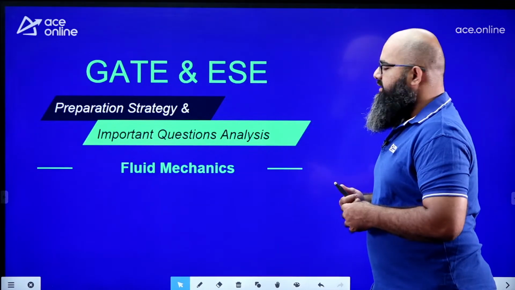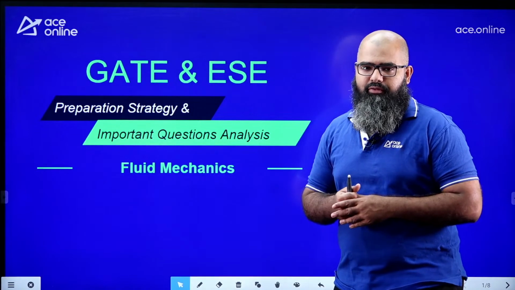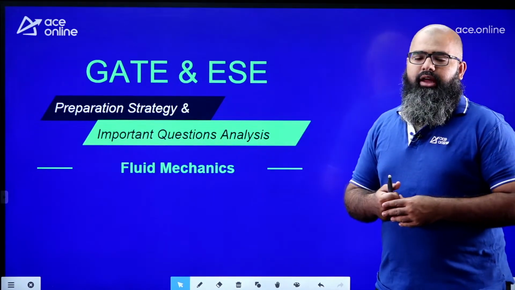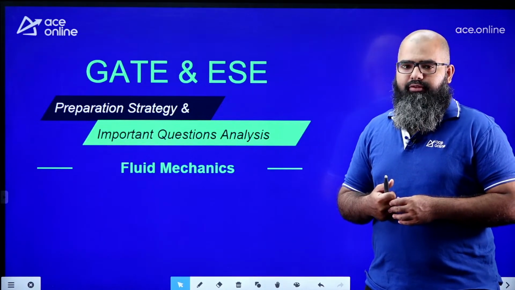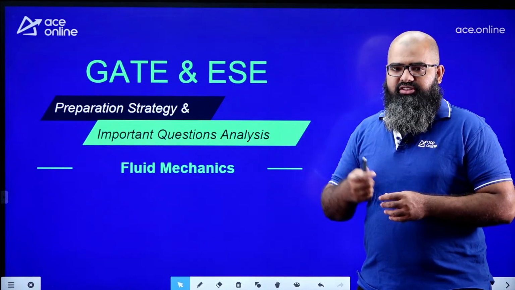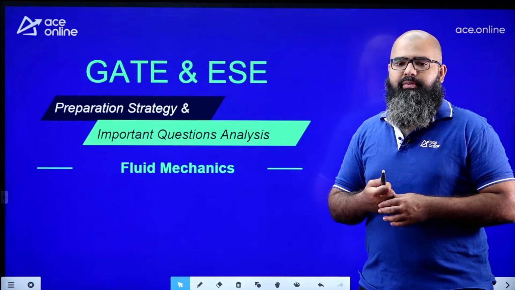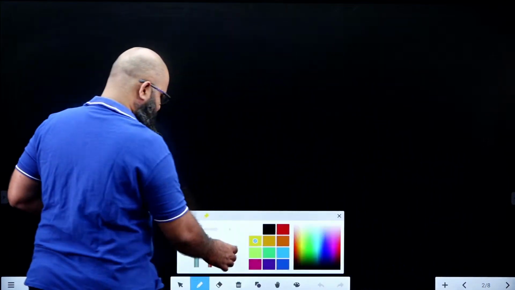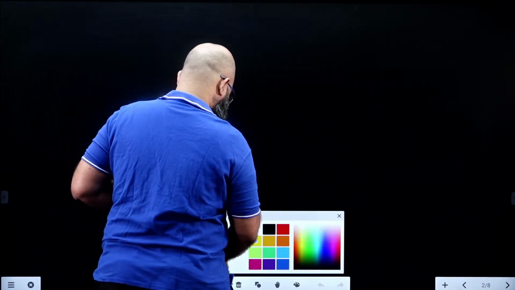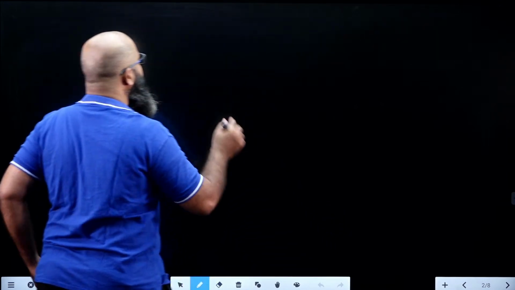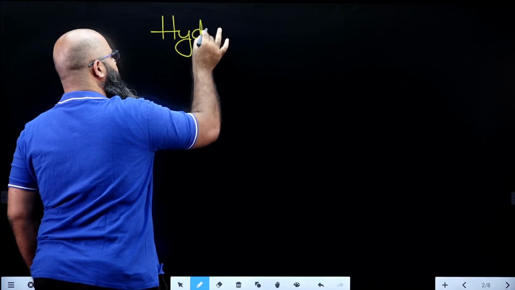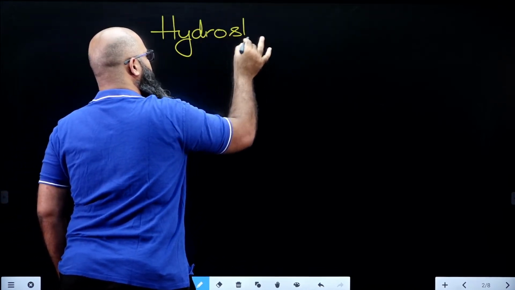We are discussing a particular topic in the subject of fluid mechanics along with a set of questions. The topic today I have chosen is hydrostatic forces. In the previous session, 3 days back, we discussed the preparation strategy. Today we'll start with the topic. The topic we have is hydrostatic forces.